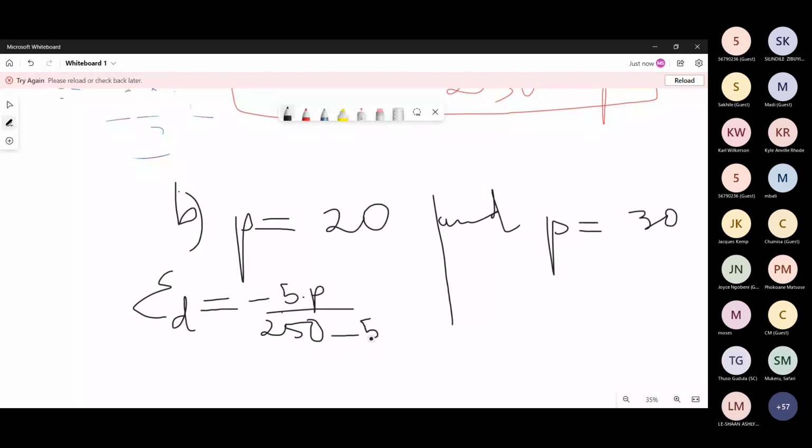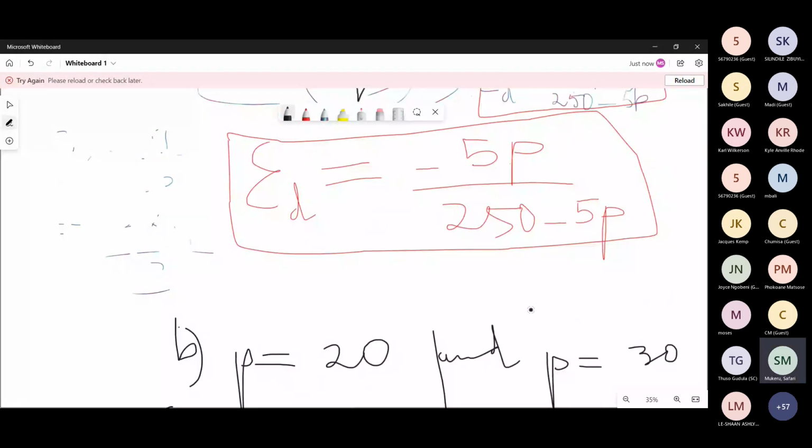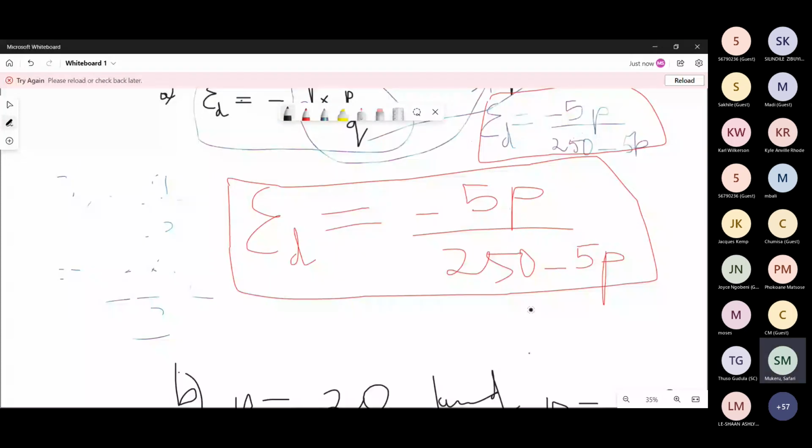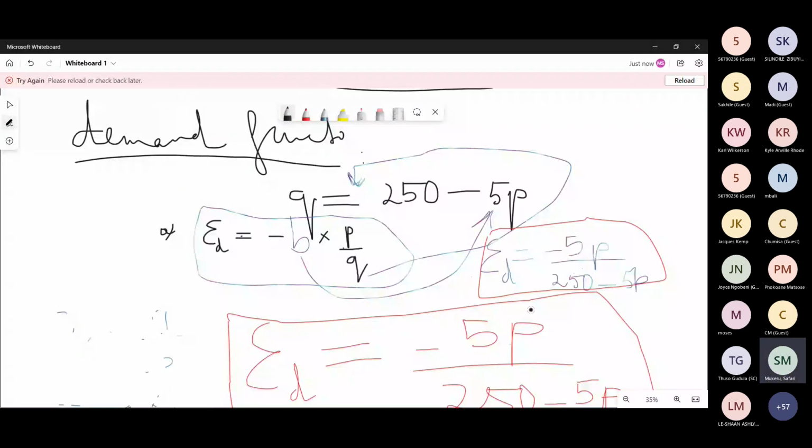Okay, I got lost there. Can you just go up to the first question? Maybe you explained this, but I couldn't hear you because of the network. 250 minus 5P, how did we end up with that answer? I heard something about substituting, but I got lost there.